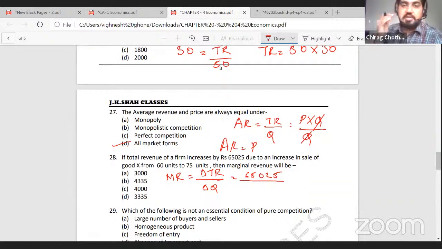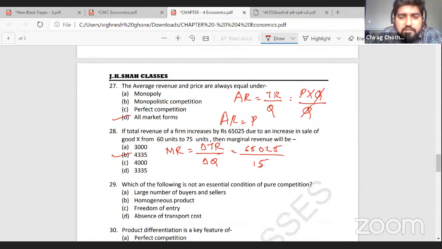Change in quantity, it is increasing from 60 to 75, right? So from 60 to 75, the change in quantity is 15. So 65,025 divided by 15. The answer should be 4335. The correct answer would be B, right? You can do that in the calculator, students, right? 4335.